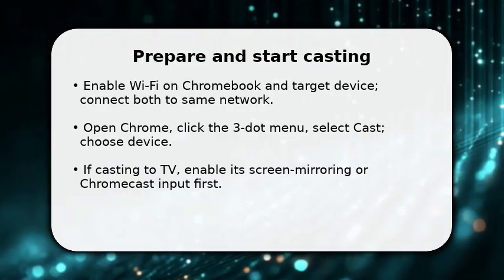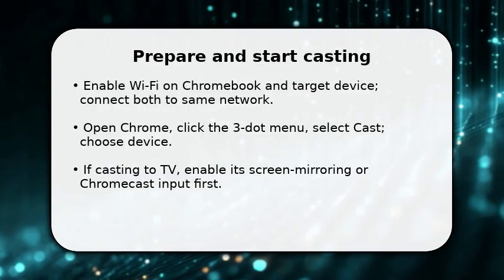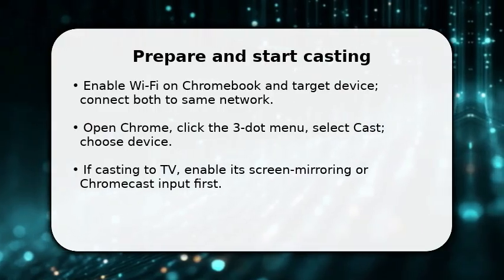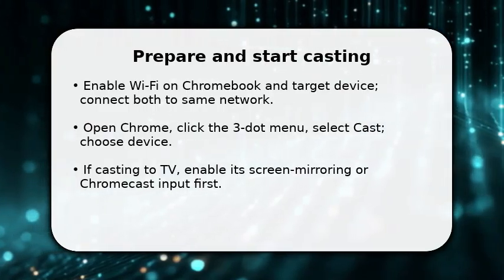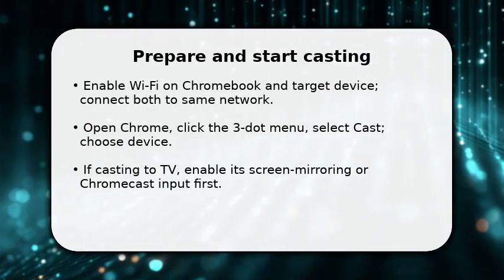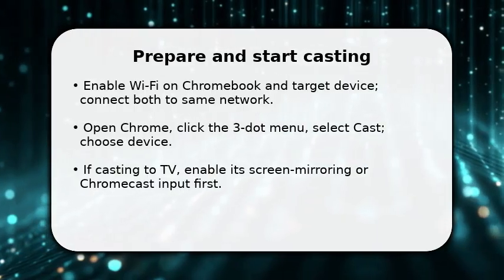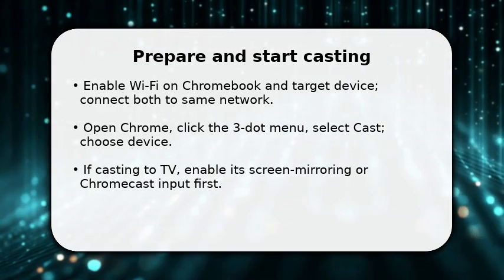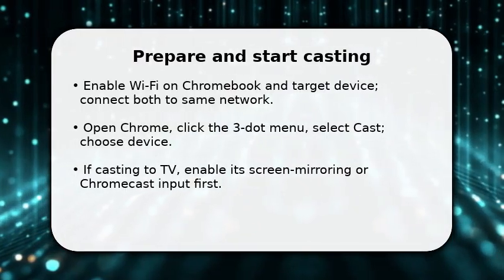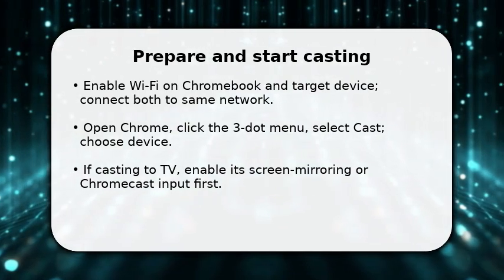You'll begin by making sure both devices share the same Wi-Fi network. This is essential for discovery. Once connected, open Chrome on your Chromebook and click the three-dot menu at the top right to select Cast. Choose the target device from the list, a TV, Chromecast, or Miracast receiver, because selecting the right endpoint determines whether you mirror or present. While you do this, keep the target device awake and on the correct input so the connection appears quickly and reliably.